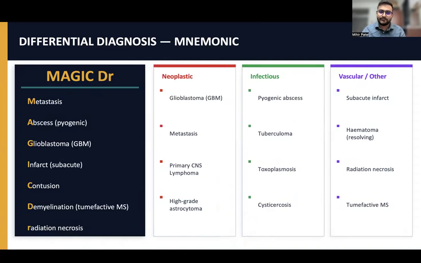The differential diagnosis can be remembered by the mnemonic MAGIC DR: metastasis, M; abscess, A; glioblastoma, G; infarct, I; contusion, C; demyelination, D; and radiation necrosis, R. Neoplastic etiologies include glioblastoma, metastasis, primary CNS lymphoma, high-grade astrocytoma. Infectious disease, which is most commonly seen in the Indian population, includes pyogenic abscess, tuberculoma, toxoplasmosis, cysticercosis. Vascular causes include subacute infarcts, hematomas, radiation necrosis, tumefactive MS.